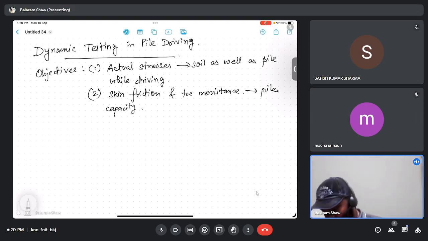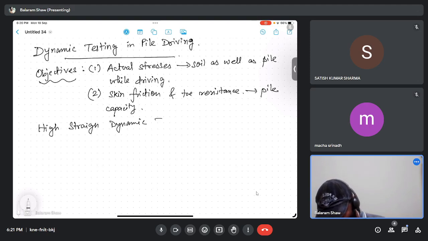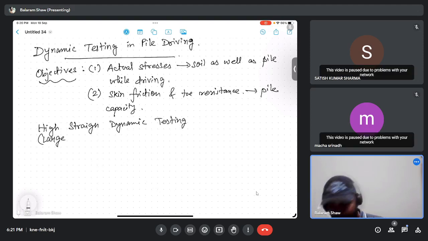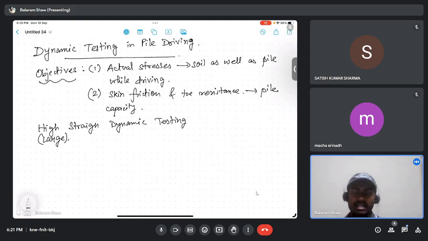This kind of testing is called high strain dynamic testing or large strain dynamic testing. So in this, let us say we go for high strain dynamic testing when the impact load amplitude is very high, or when there are several horizontal lateral loads, cyclic loads, etc.